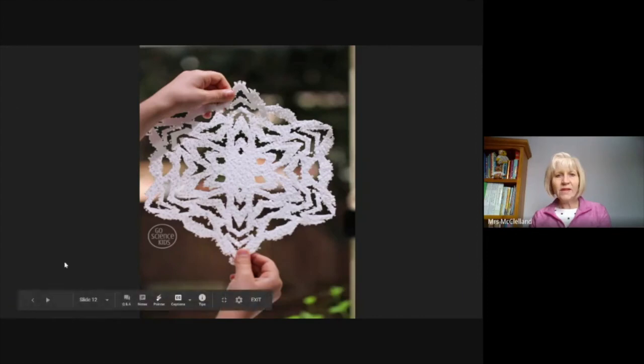So this is a great thing to do. You're learning about salt solution. You're learning about the shape of snowflakes, and you also end up with a lovely crystally snowflake that isn't going to melt. So have fun with this.